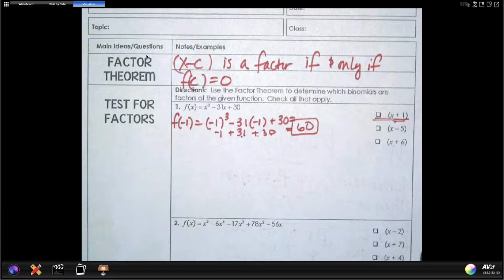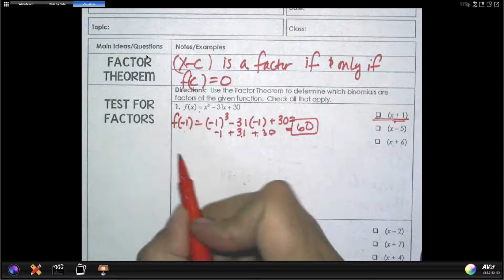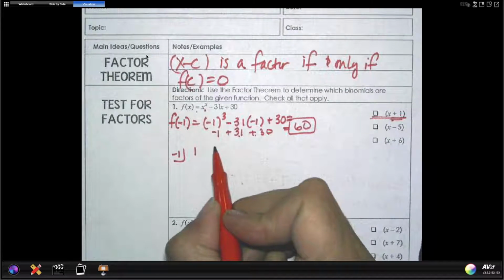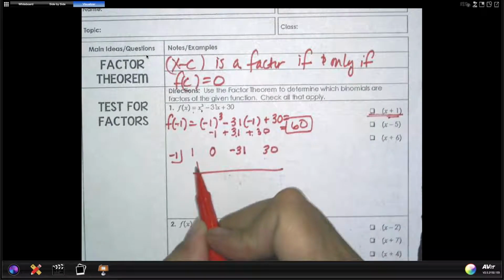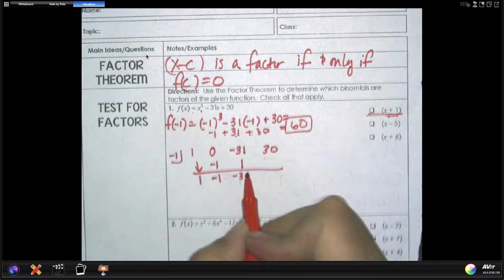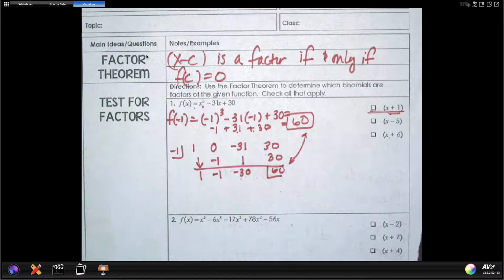No. Okay, now let me show you a synthetic division since we have a remainder. You don't have to write this part in your notes unless you want to. So if I take negative 1 here, and let's see, I put 1, I have a missing factor for x squared, so I'll put 0, negative 31, and 30. You see how I get 60? So you can choose to either do synthetic division to see if it's a factor or just plug the number in. Okay, so this one doesn't work.